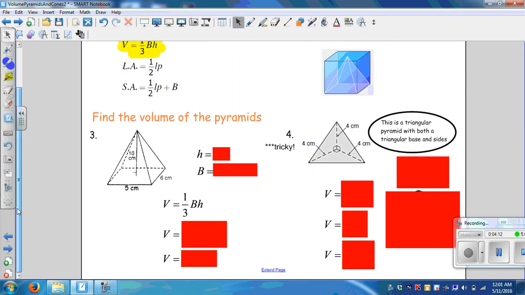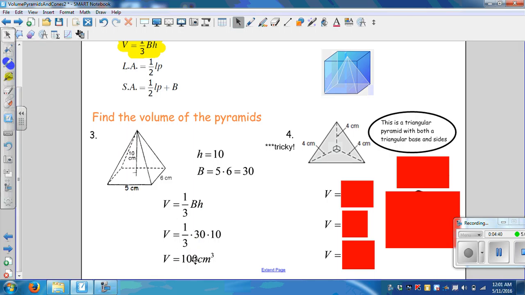Let's go ahead and do a practice problem. So for number 3, in this problem you'll notice the base is a little bit different. It's a rectangle because we have a length and width of 5 and 6, and that still works for volume. Volume is easier to calculate when your bases aren't regular. Your height is given as a 10, and the base being a rectangle, you're just taking 5 times 6, which is 30. So you have 1/3 base height. 1/3 times 30 times 10 is 100 centimeters cubed.